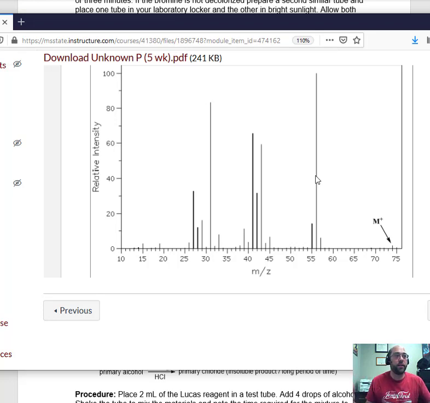What was fragmented off? And then if I look at the next cluster, I've got these two, these are kind of two clusters that are kind of merged together, it looks like. So I could say, well, what leaves when I look at the mass difference from this peak? I think that's 56 to say that peak, right?